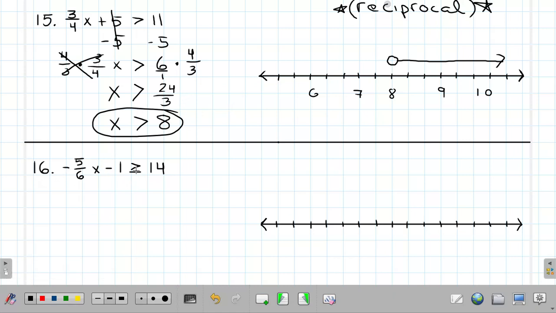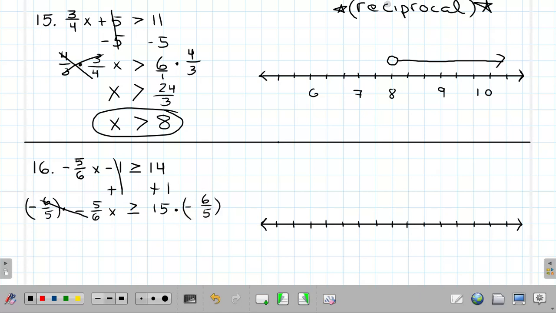Now, number 16, we run into a little bit of an issue. First, we're going to add 1. So we get -5/6x is greater than or equal to 15. The 1's go away there. So -1 plus 1, those just cancel out. So we have -5/6x is greater than 15. But here, we need to remember the reciprocal of a negative fraction is actually also negative. So here we have to multiply both sides by -6/5.